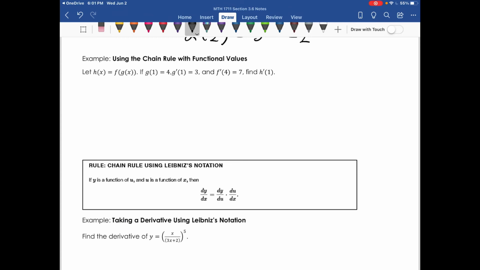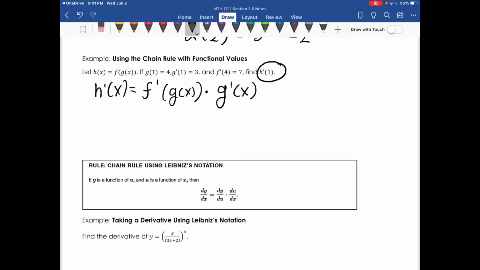Okay, next example, we're going to take the derivative using the chain rule, but rather than actually get the formula of the function, we're going to just use the point values that are given to us. It says let h of x be the composition function f of g of x. So g is the inner function, f is the outer function. So when I take the derivative h prime, I'm going to take the derivative of f evaluated at g of x, and then I'm going to multiply it by the derivative of g of x. The question asks us to evaluate the derivative at 1. So now I'm going to plug in 1 everywhere.